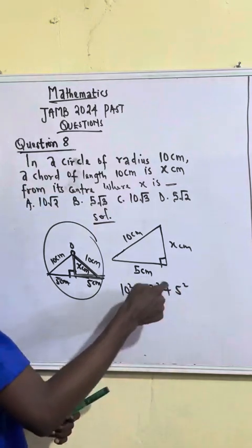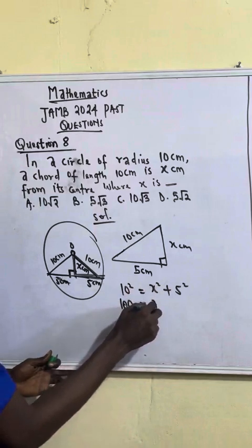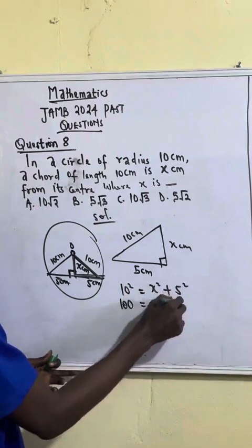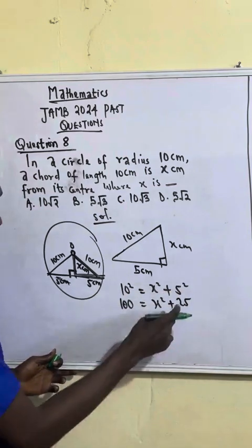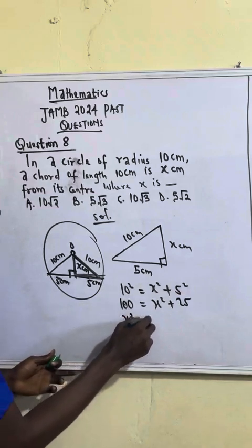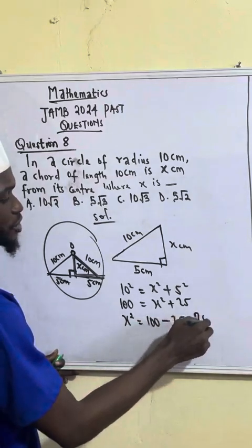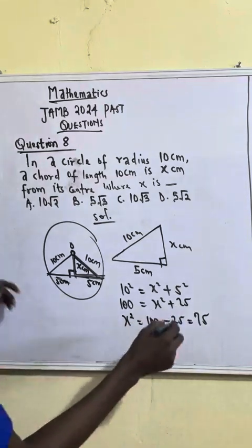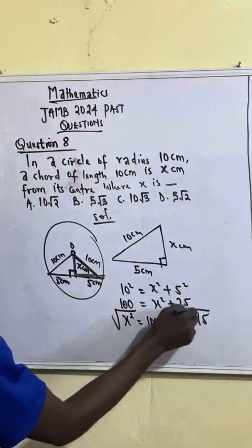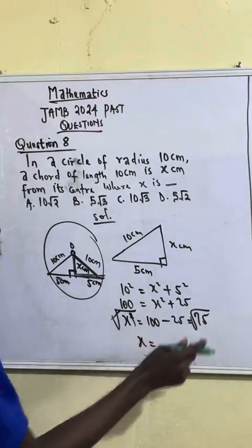But my aim is to get x squared. But before that, 10 squared is 100. So we have x squared plus 5 squared, which is 25. So let us make x squared the subject. So I will have 100 minus 25, which is 75. Very good. So I can take the square root of both sides. Square cancels square root. So x will be equal to square root of 75.